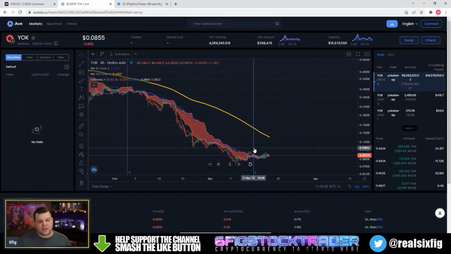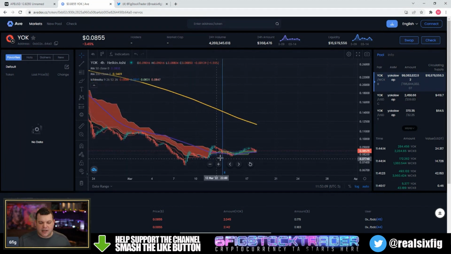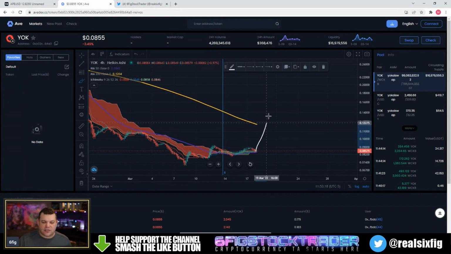I'm so used to looking at the 1 minute chart because I just did ApeCoin. But yeah, you can kind of see where I'm going with this. I'm not really seeing much of anything to be concerned about. What I'm waiting for is for YokaiSwap to start taking off to the upside here.